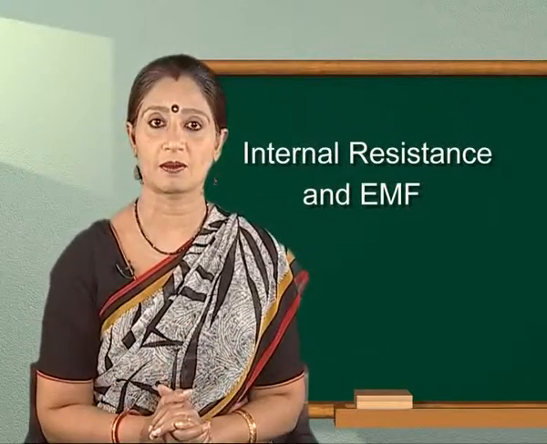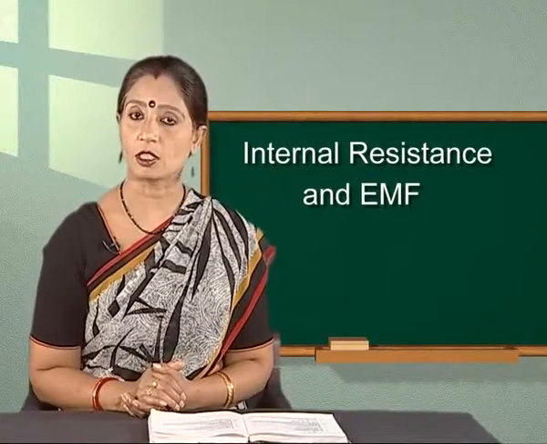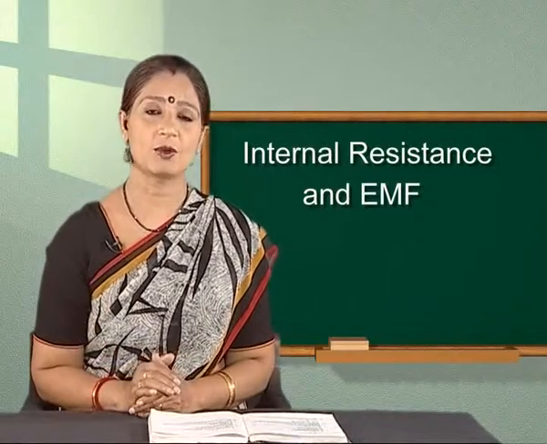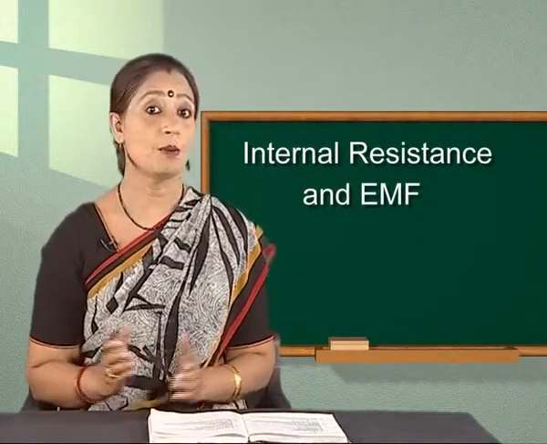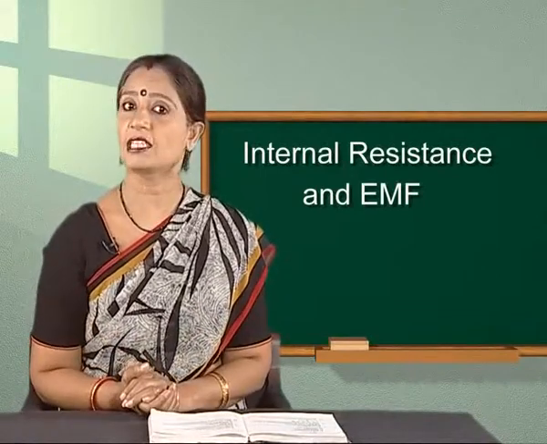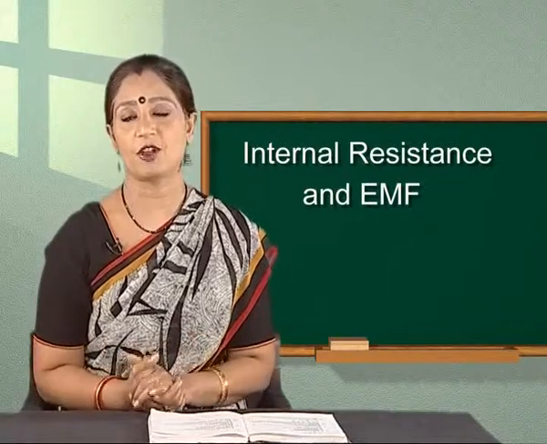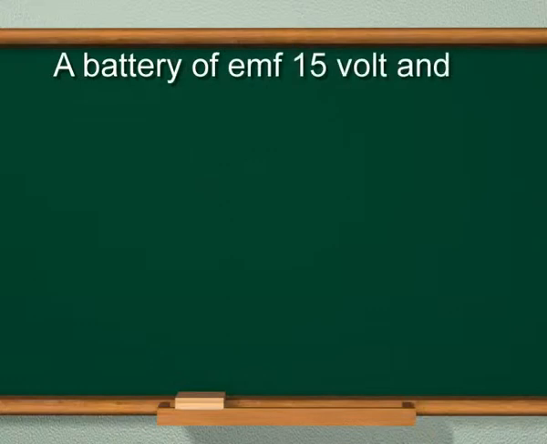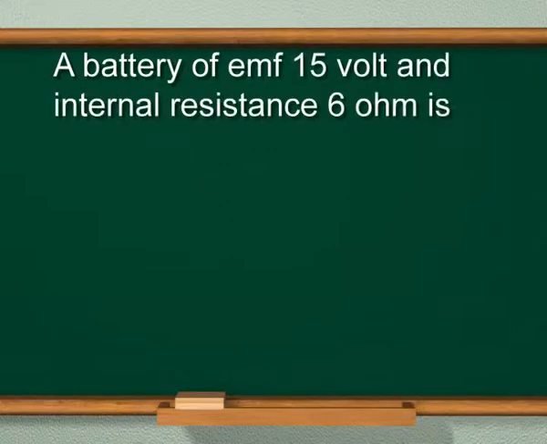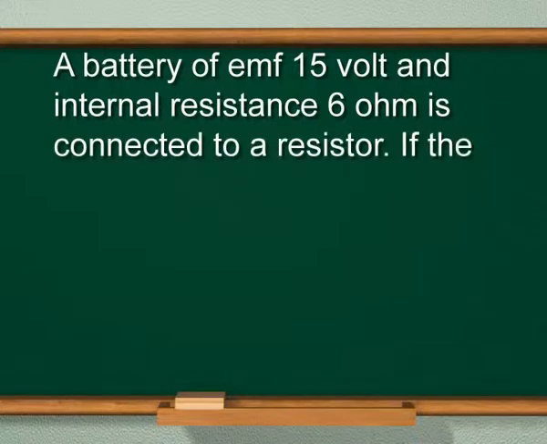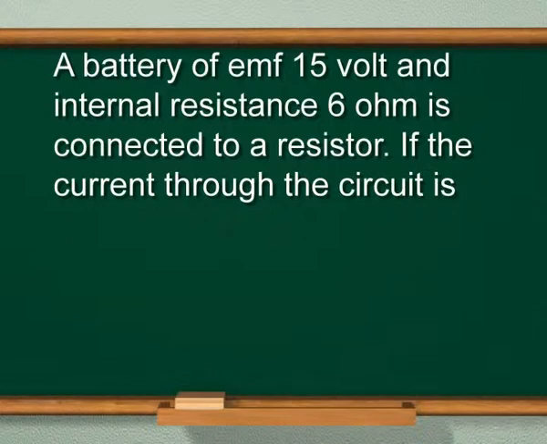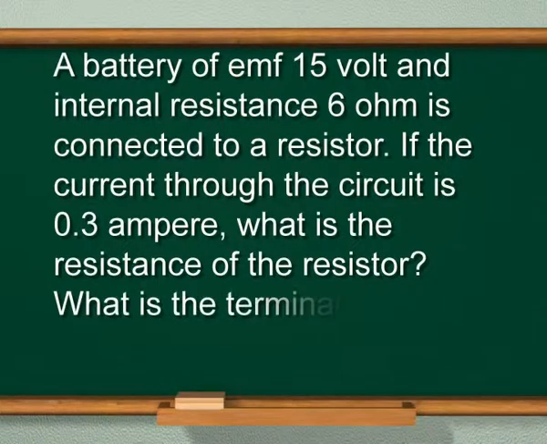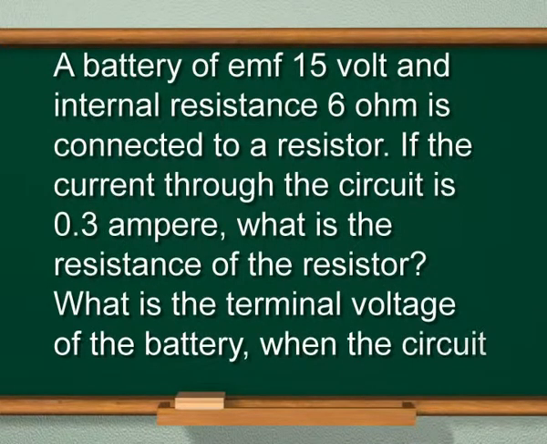The understanding of any concept or formula cannot be assured until we grill our brains with some questions. To ascertain that, may we solve some numerical problems related to internal resistance and EMF of cells. Consider this problem first. A battery of EMF 15 volt and internal resistance 6 ohm is connected to a resistor. If the current through the circuit is 0.3 ampere, what is the resistance of the resistor? What is the terminal voltage of the battery when the circuit is closed?